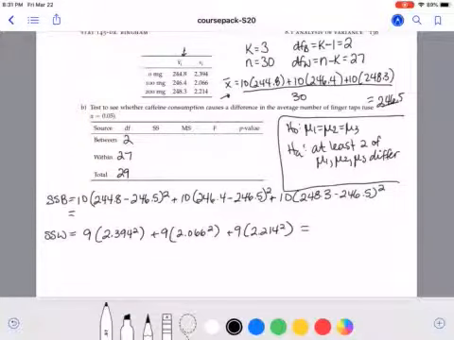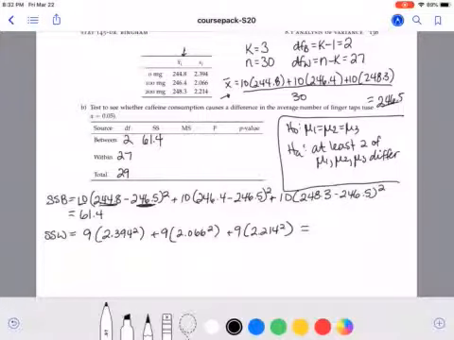SSB then was N of 10 times each mean minus that overall mean squared, and we have 3 terms here for that because we have 3 groups. That number, if you go through and add up what I've written down here for SSB, should give you 61.4, and so we can fill that in here in the table.